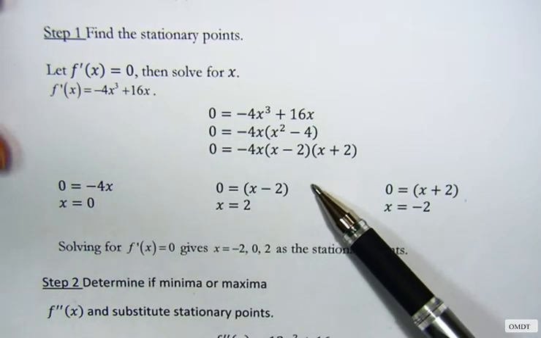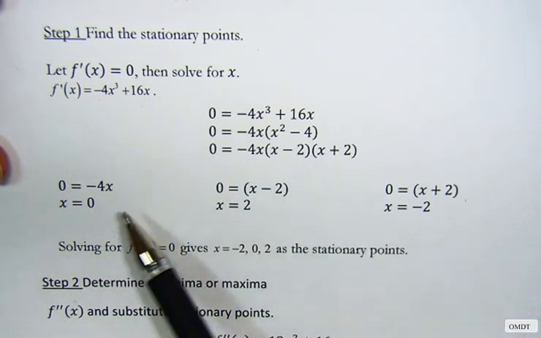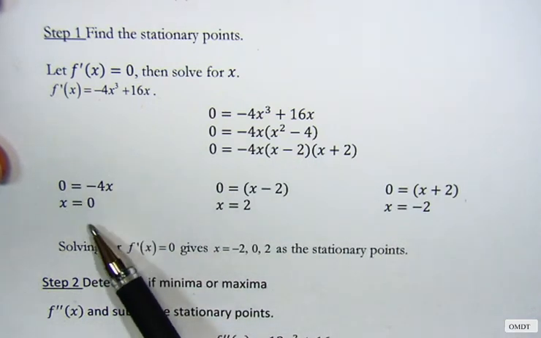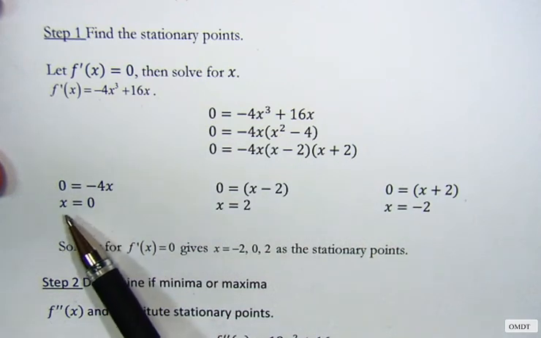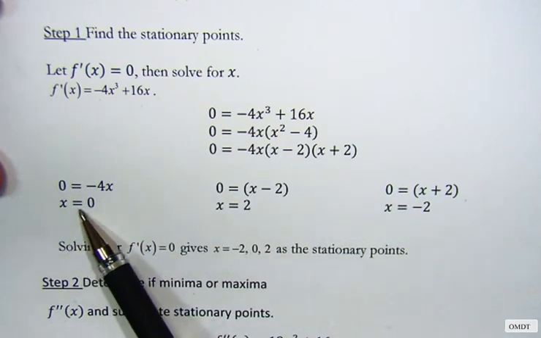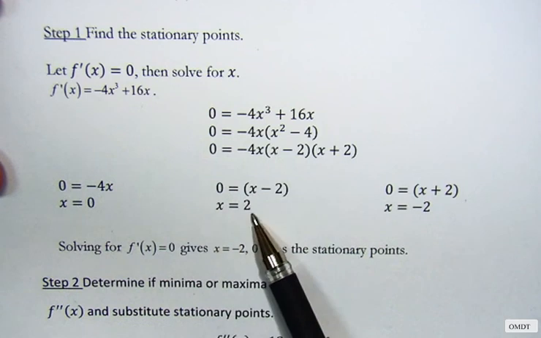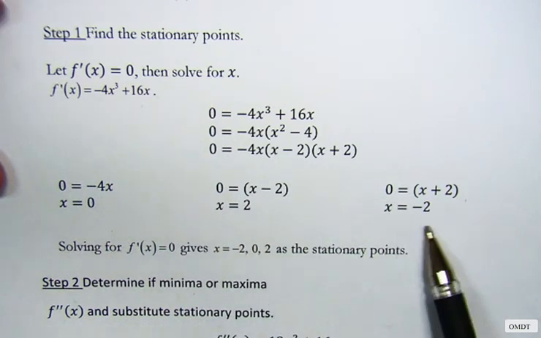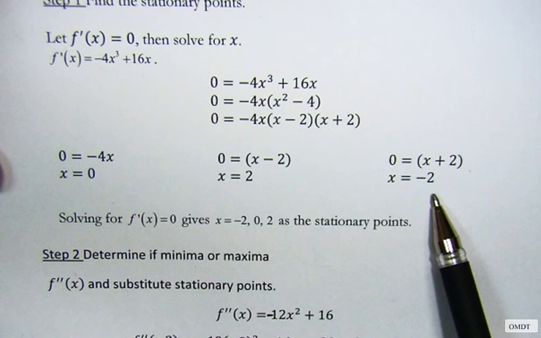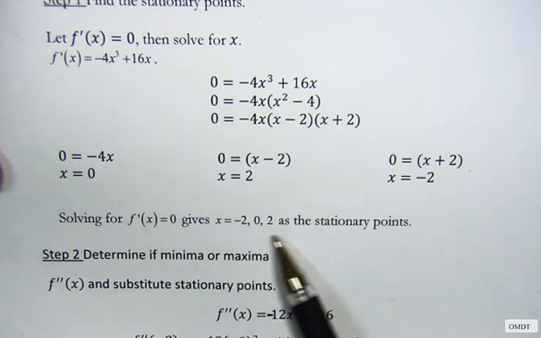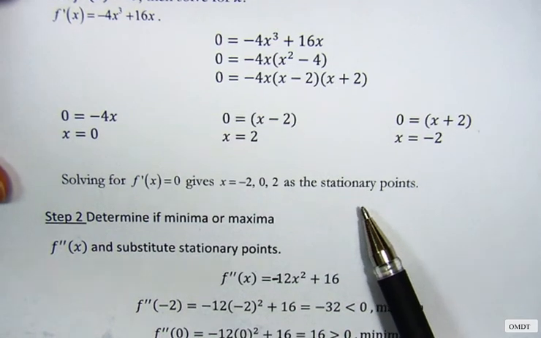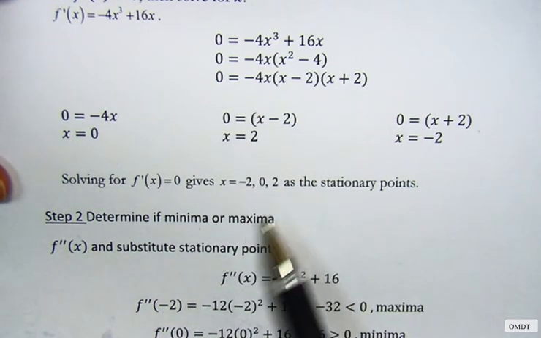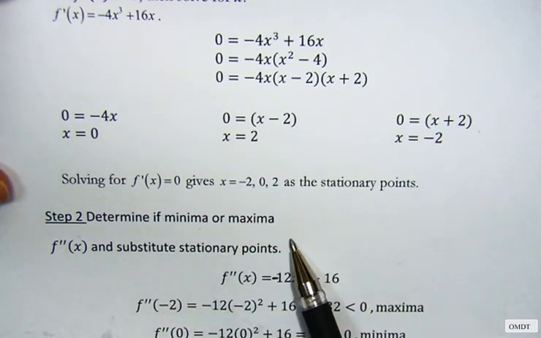To solve for x, we bring out each of these three factors, make it equal to 0, and solve for x. When we do this, our first x value, we have x equals 0, then x equals 2, and lastly we have x equals minus 2. These are our x values for our stationary points. Next we have to determine which of these will give a minima or a maxima.